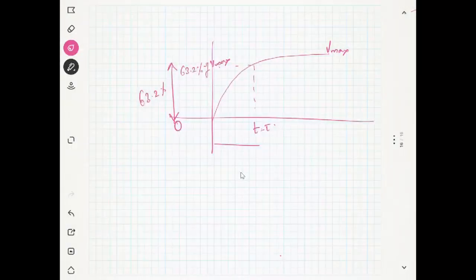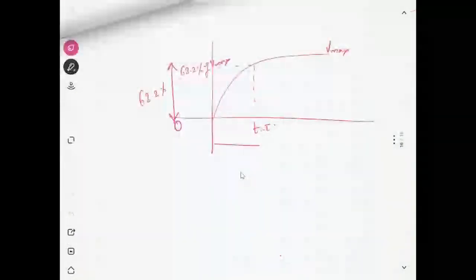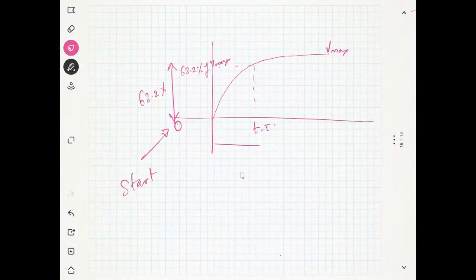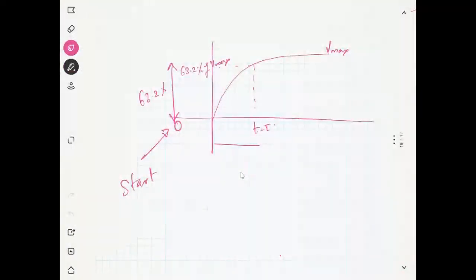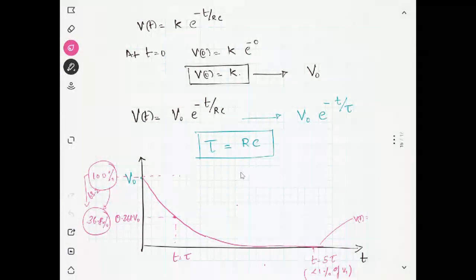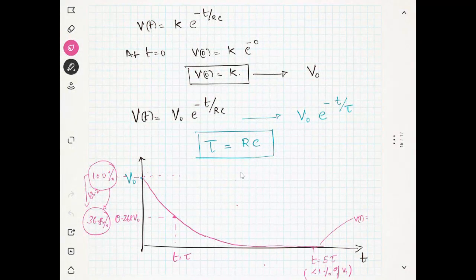Because the starting point is 0 here. Now, in the previous case, it starts from 100 and reaches 36.8. How much is the change? Again 63.2. Same. That's the meaning. I hope it is clear to you.